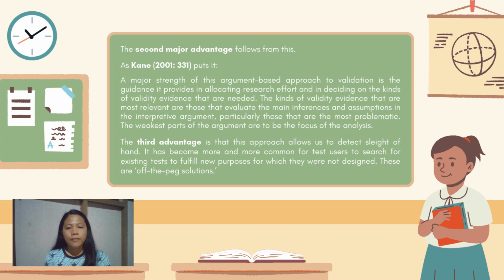The third advantage is that this approach allows us to detect sleight of hand. It has become more and more common for test users to search for existing tests to fulfill new purposes for which they were not designed. These are off-the-peg solutions. These off-the-peg solutions may seem convenient but can lead to invalid conclusions if the test's original purpose doesn't align with its new application.